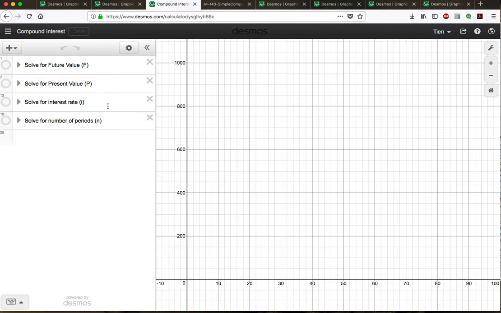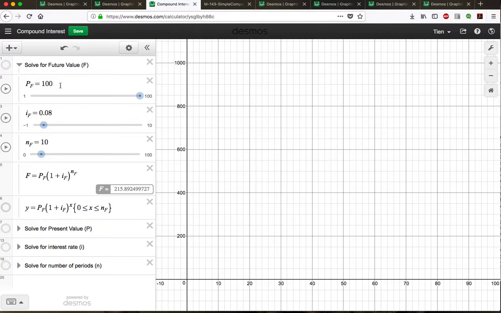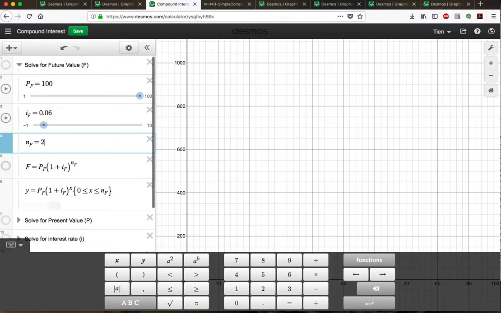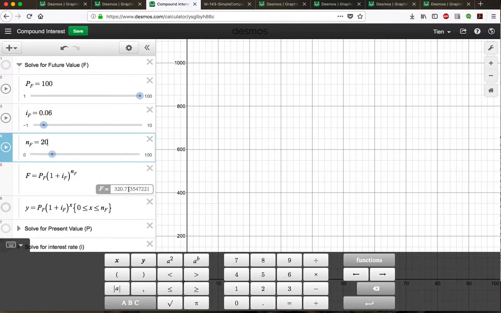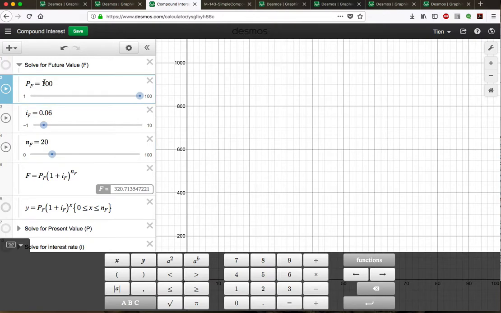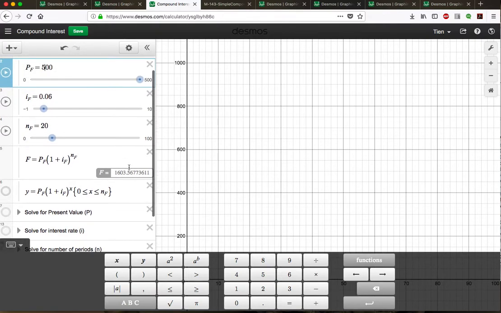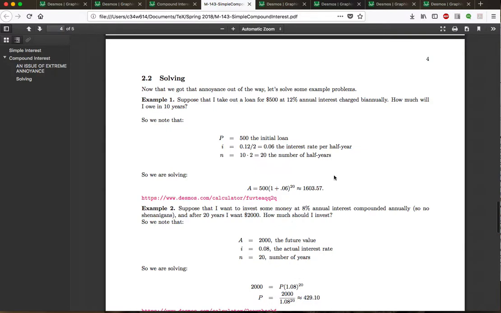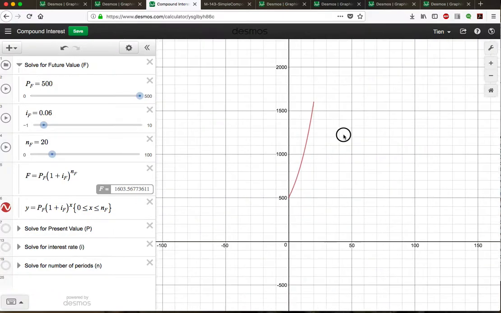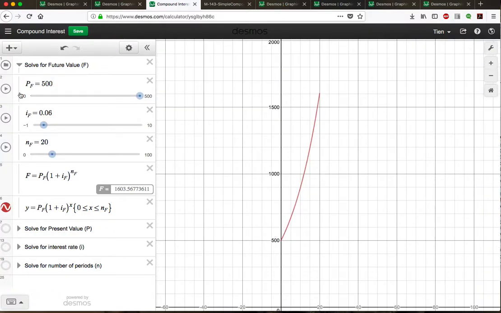But I wanted to point out that under the compound interest calculator on my website, if I'm solving for the future value of this, I have $500 initial value, 6% interest for 20 half years, my future value is $1,603.57, and that's exactly what we said here. And if I want to see a graph of what that change would look like, this is how that money grows over that period of time.